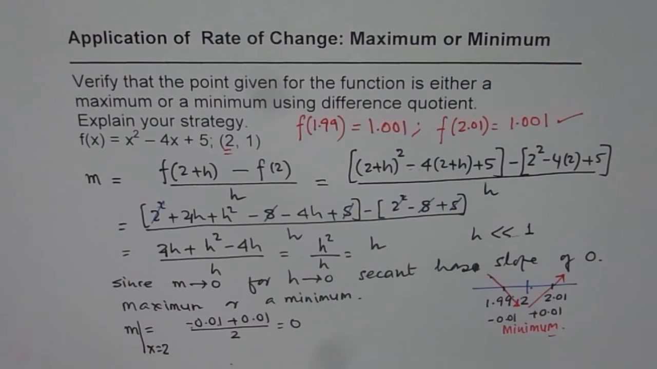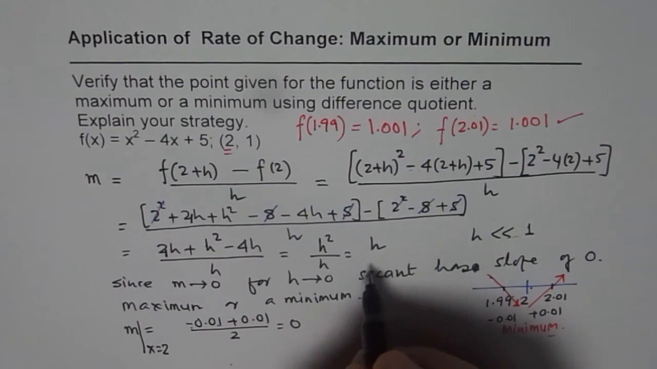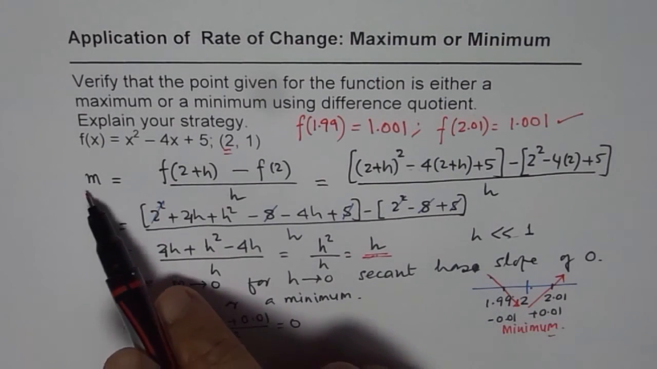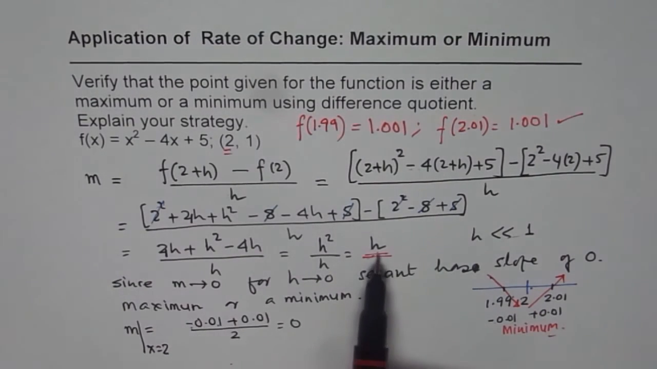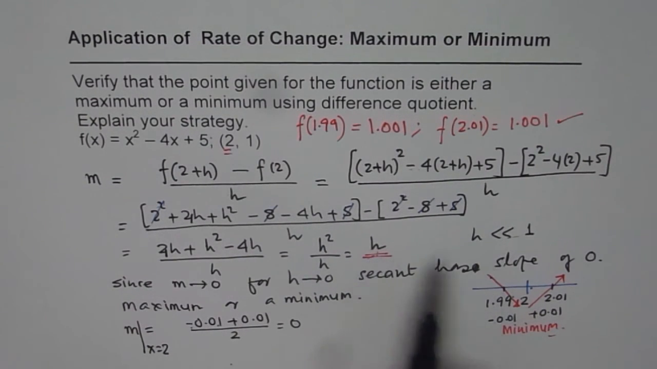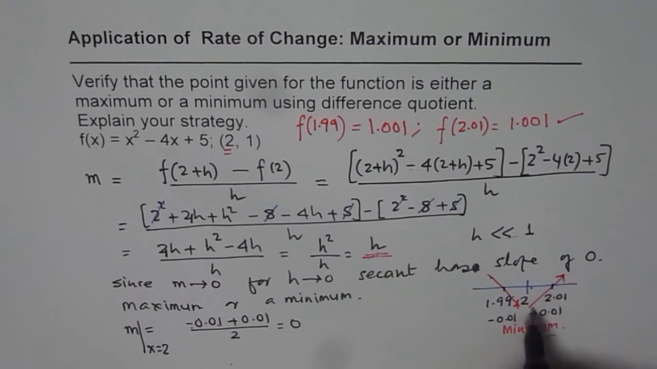I hope that helps. So we have applied the strategy of difference quotient, finding slope. It is equal to h. Now, depending on the value of h, the slope could be positive or negative. If we select a point which is on the left side of 2, that is h is negative, the slope is going to be negative, right? If we select a point to the right side of 2, that means h is positive, then it is going to be positive. That means that the rate of change changes from negative to positive, leading to a minimum at x equals 2. Correct?